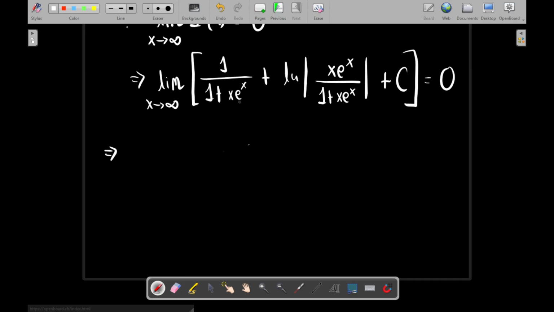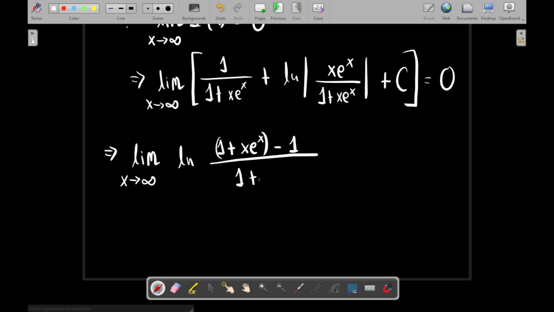So this first term tends to 0. I'm only considering this term here. For the second term, we have x tends to infinity. For this term, we can rewrite it as ln |1 + x e^x − 1| divided by |1 + x e^x|.